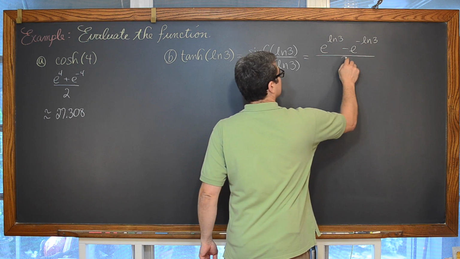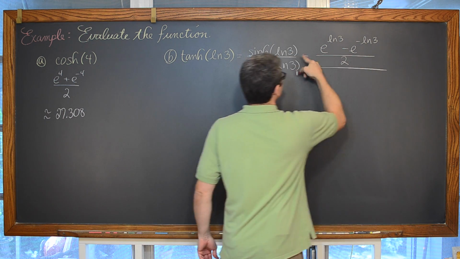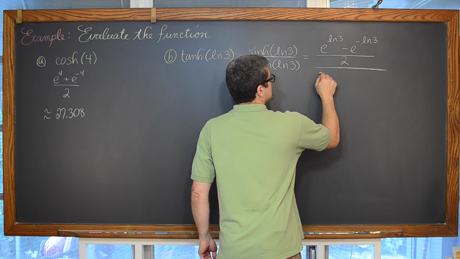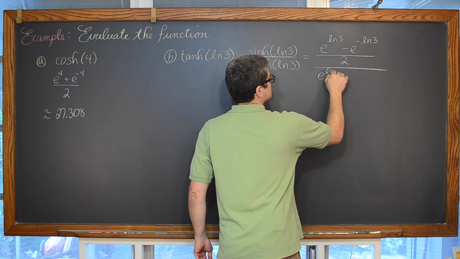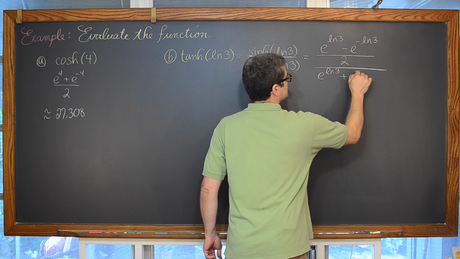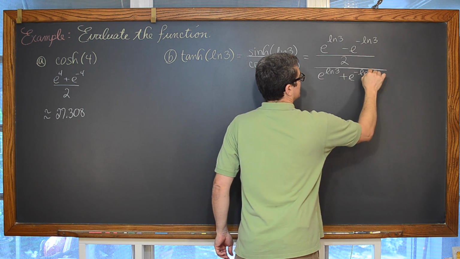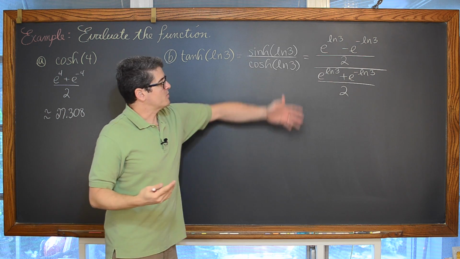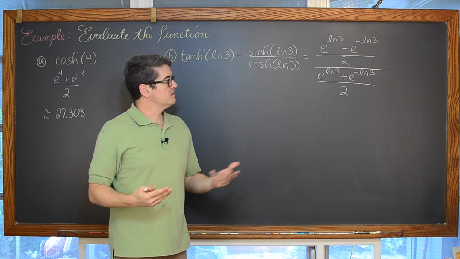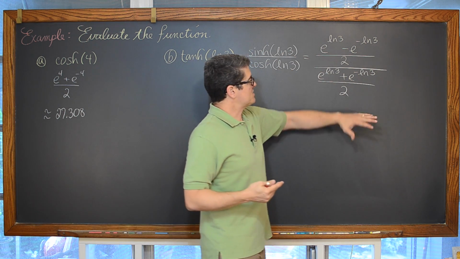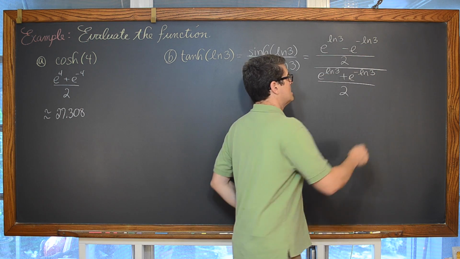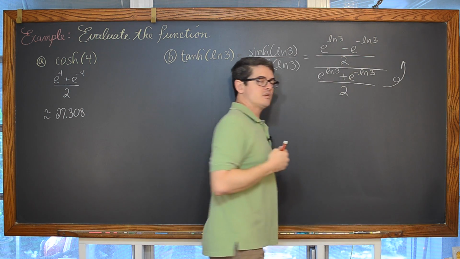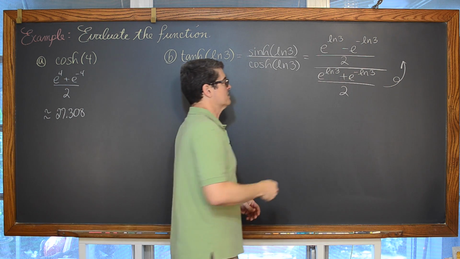So that's over 2. So that's your hyperbolic sine over hyperbolic cosine, which is e to the, in this case, natural log of 3 plus e to the negative natural log of 3 over 2. Okay, well, yes, we have one fraction over one fraction. A lot of times I show when you have a division of two fractions how we take that bottom fraction and flip it up, changing that division to multiplication, but we don't need to see that anymore.